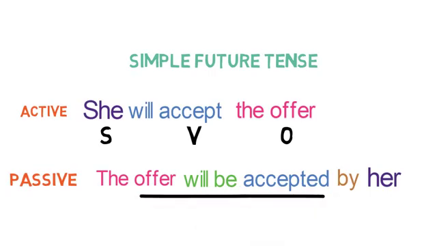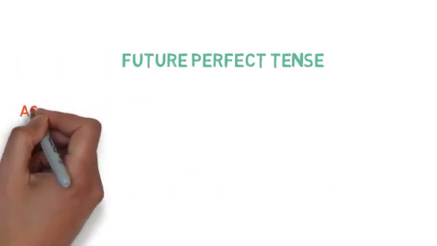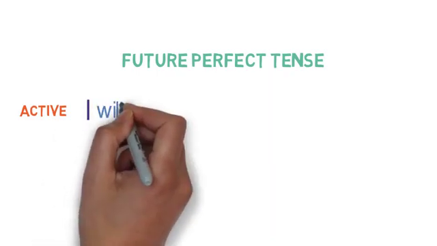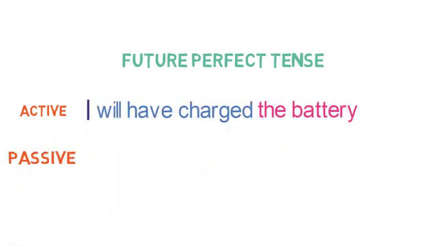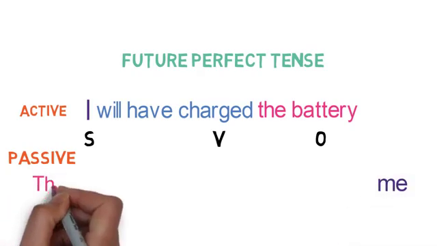Great. Now let's see an example of future perfect tense. Active sentence: I will have charged the battery. Passive sentence: Firstly, the subject here is I, verb is charged and object is the battery. Now let's swap the position of subject and object. So here it will be me and at this position it will be the battery.